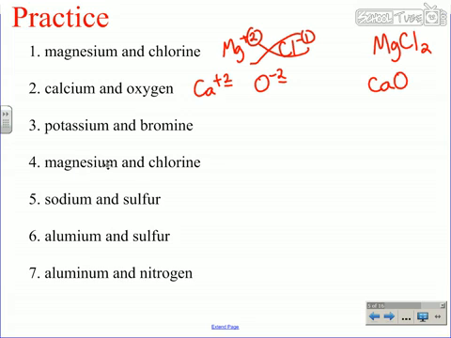Do you want to do one more? Alright, let's do this one. Sodium and sulfur. Sodium is Na plus 1 in group 1. Sulfur is minus 2. So the 2 comes over here with sodium, the 1 over here with sulfur, so the formula is Na2S. Right?